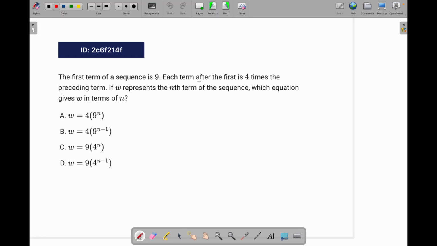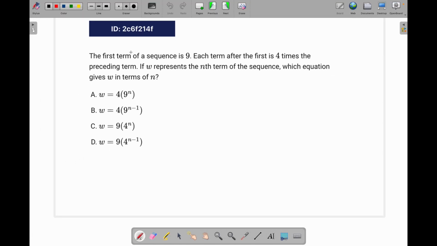All right. The first term of the sequence is 9. Each term after the first is 4 times the preceding term. If w represents the nth term of the sequence, which equation gives w in terms of n? Pause to go over this question, hopefully come to an answer.